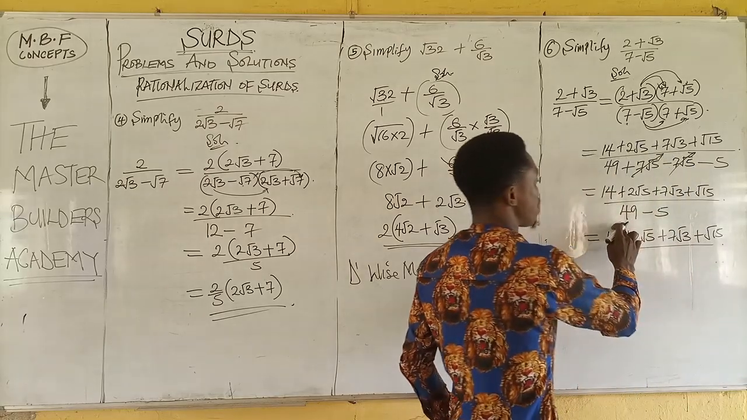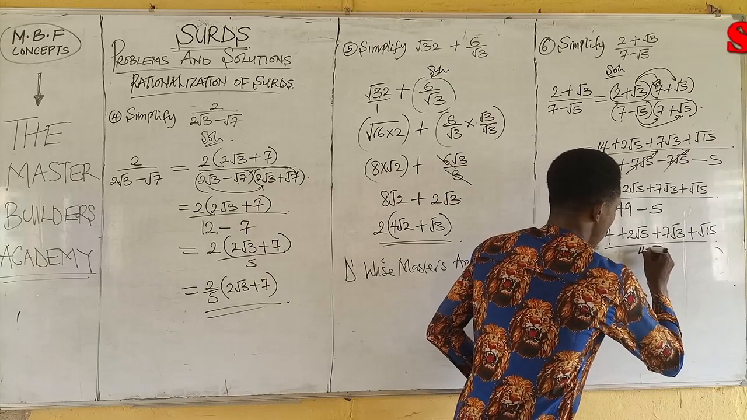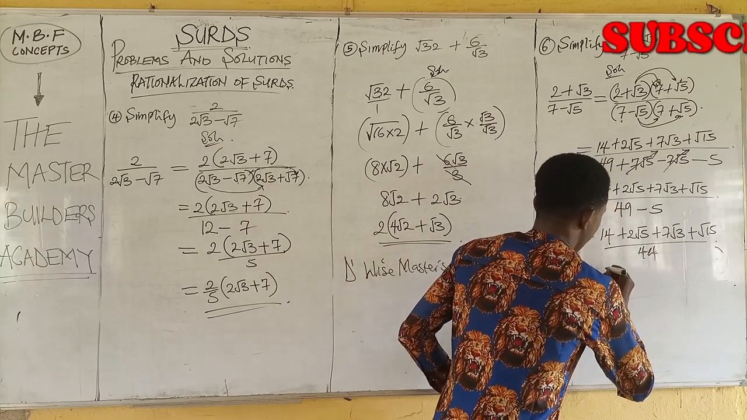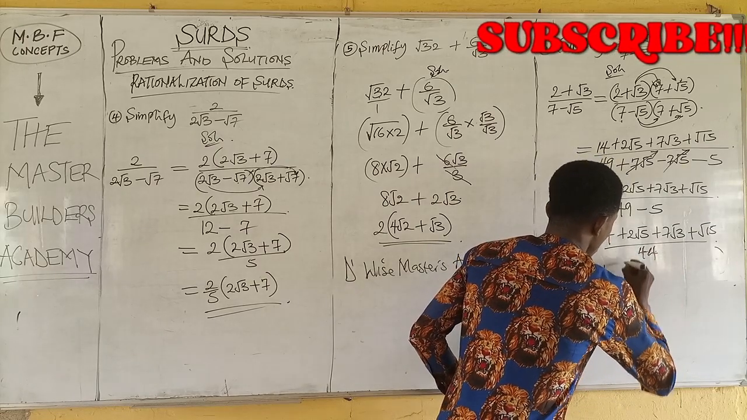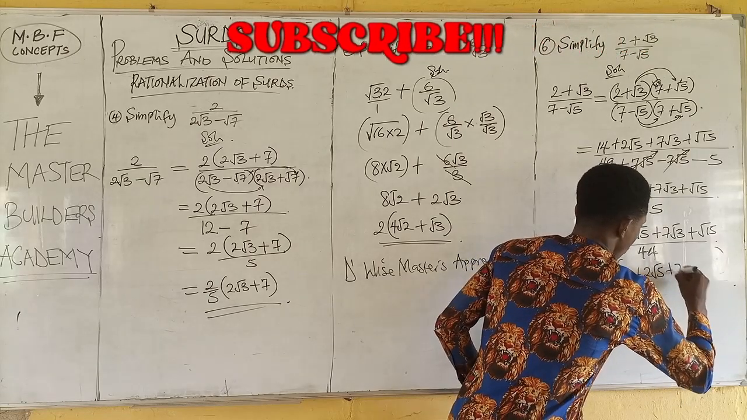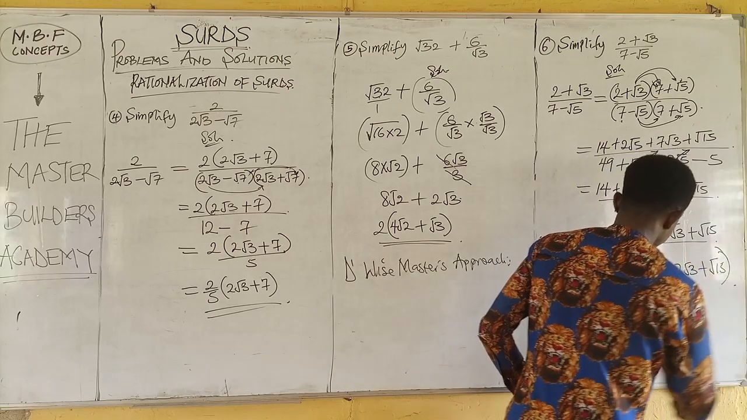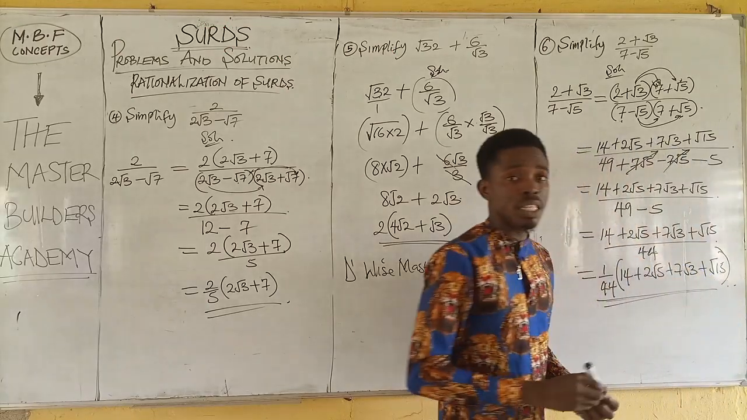All over. When you now remove 5 from 49, you have 44. Then finally, this can be written as 1 over 44 all into 14 plus 2 root 5 plus 7 root 3 plus root 15. This is the answer to this very question.